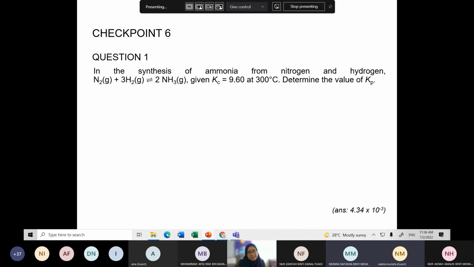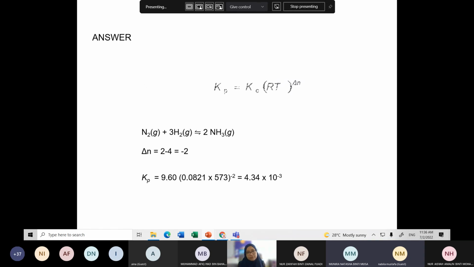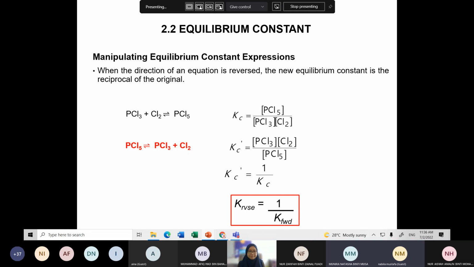So we have checkpoint 6. In the synthesis of ammonia from nitrogen and hydrogen, determine the value of Kp. What is the time now? We are running out of time. This one you can try out on your own, and we will discuss it tomorrow. Try first. Next is manipulating the equilibrium constant expression, guys.